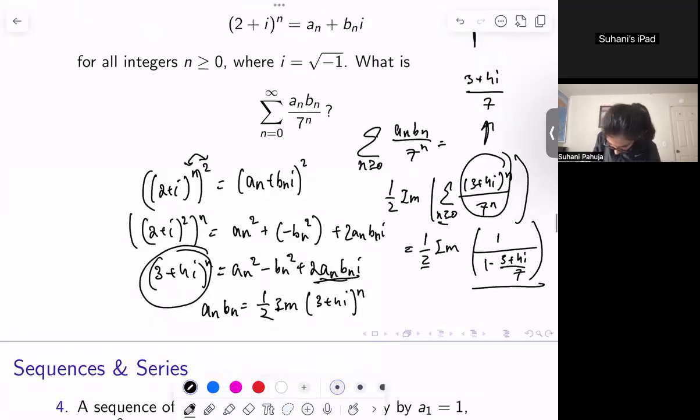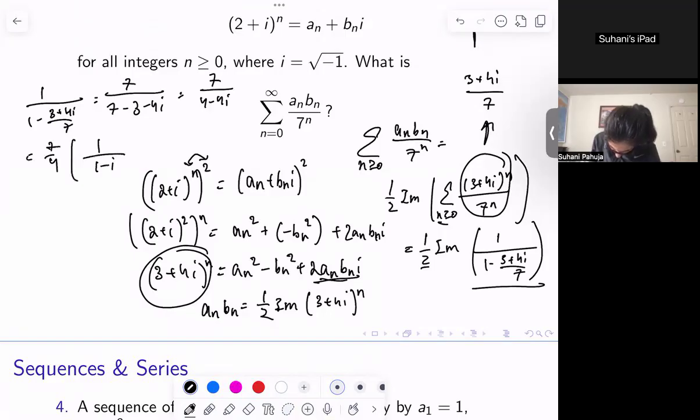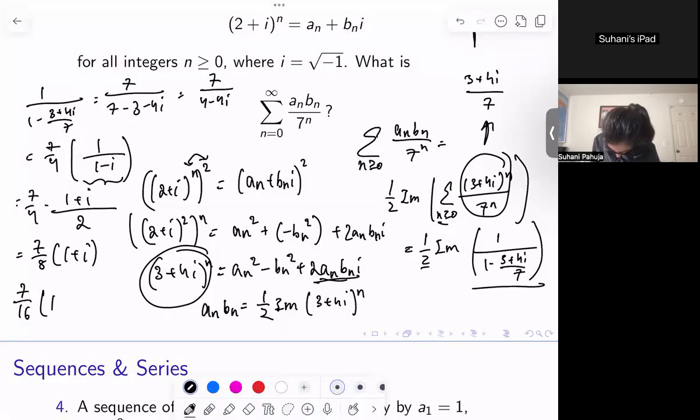So we see that for 1 over 1 minus (3 + 4i) over 7, we can multiply the numerator and denominator both by 7 and get 7 over 7 minus 3 minus 4i, which is equal to 7 over 4 minus 4i. And so this is equal to 7/4 times 1 over 1 minus i. Multiplying the numerator and denominator of this by 1 plus i, we get 7/4 times (1 + i) over 2, which is equal to 7/8 times (1 + i). And so ultimately, we get 7/16 times (1 + i).